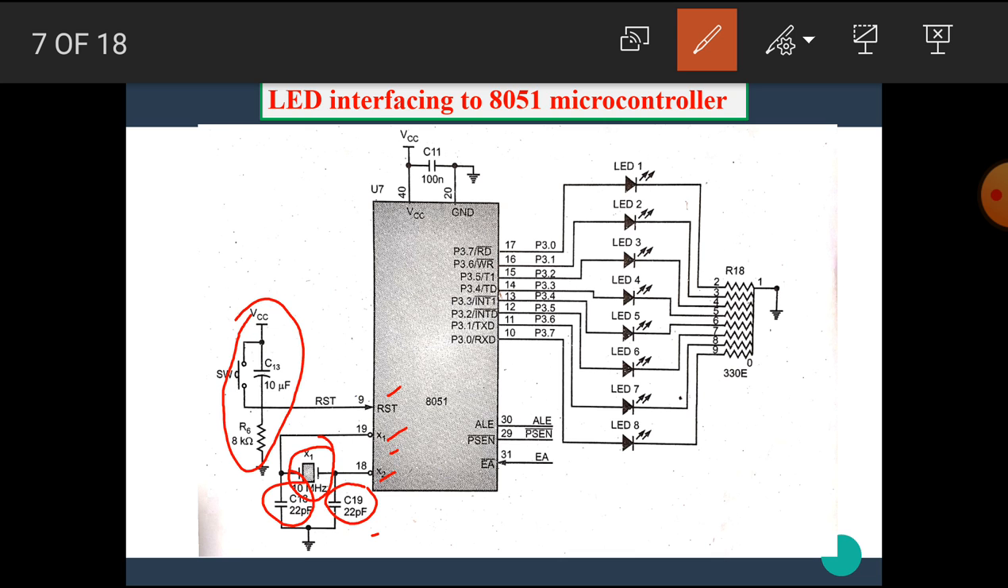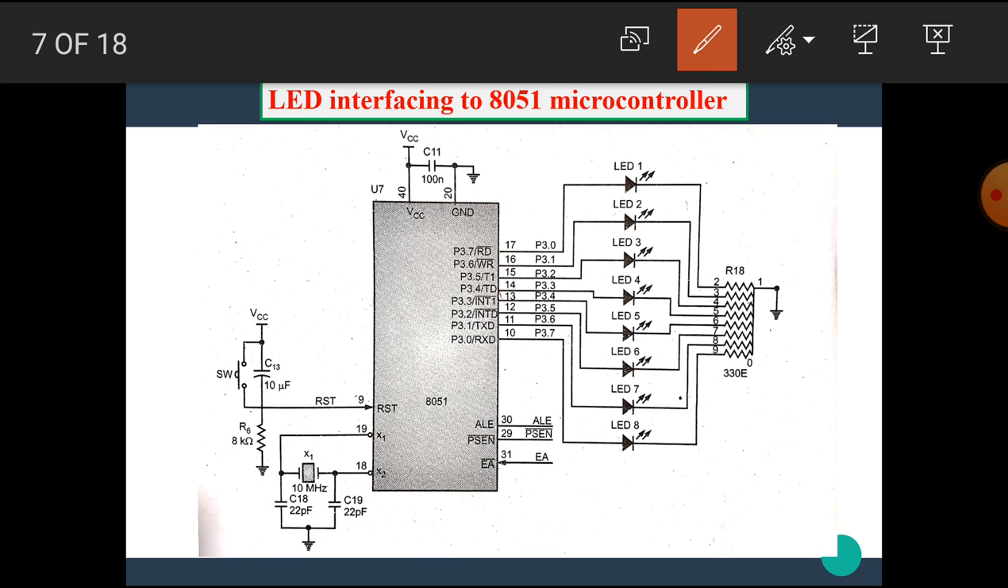And here port P3 is shown, and to each pin of port P3 an LED is connected. That means at the pin P3.7 the LED is connected: the anode is connected to the port pin, and the cathode is connected to the ground through a fixed value of resistor, and the value of the resistor is 330 ohm.